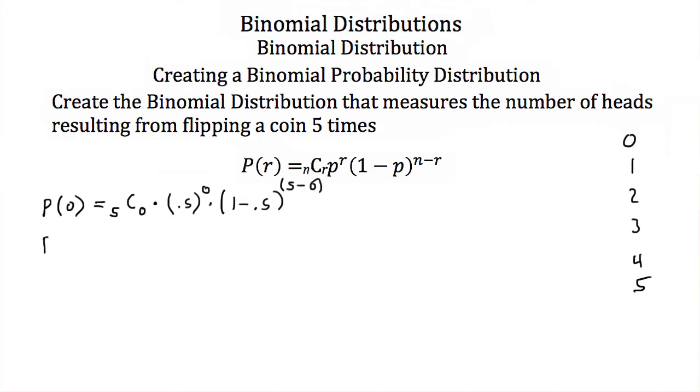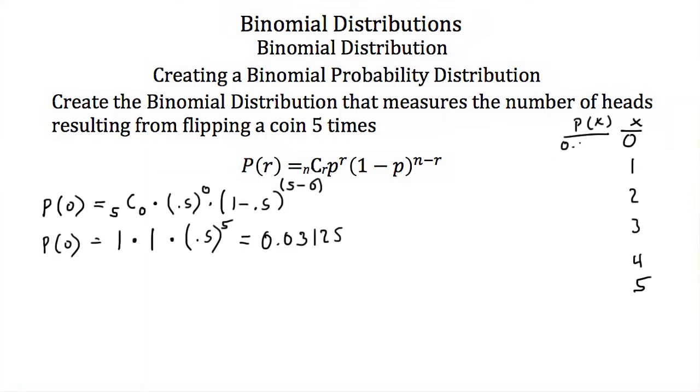So the probability of getting 0 heads, well, 5 choose 0 is 1. 0.5 to the 0 power, that's also 1. 1 minus 0.5, that's still 0.5, and to the 5 minus 0 power, that's to the 5th power. 1 times 1 times 0.5 to the 5th power, that's equal to 0.03125. So if these are the values of x, then the probability of x, that's equal to 0.03125.